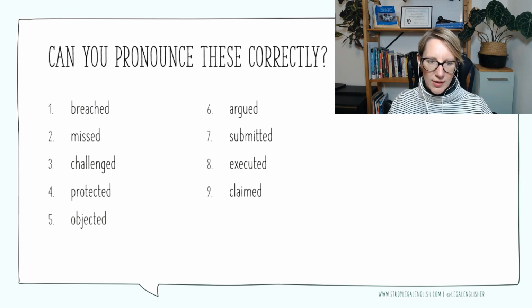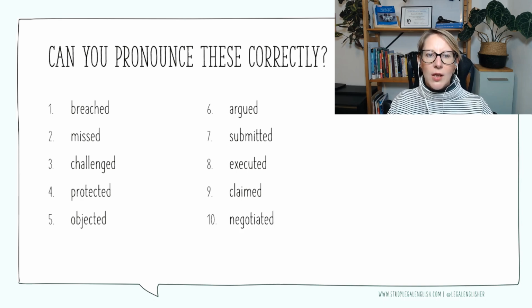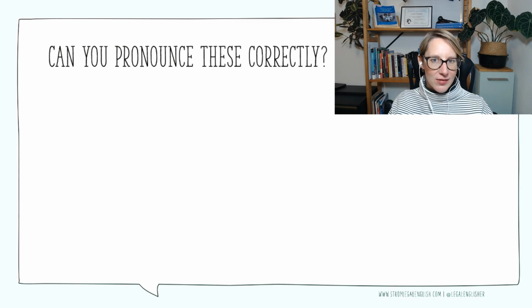What about this one? Negotiated, negotiated. Because we've got the T before the ED, right? The T, so then we add the ID, the extra syllable. Okay, great job. Are you ready for the next ones? Because there's 10 more to go. In fact, there's 20 more to go, but let's take it one step at a time.